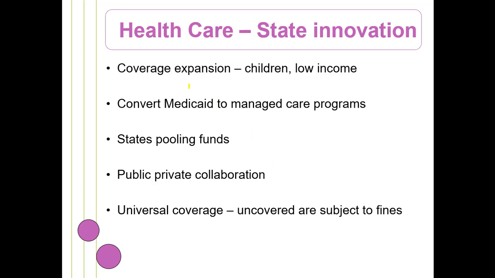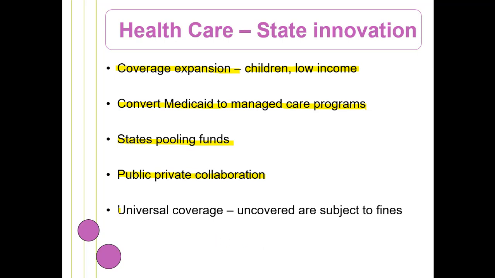Now, the states are trying to deal with health care by expanding coverage, particularly to children and the low income, and Medicaid, of course, is part of that. Converting Medicaid to some of these other managed care programs is part of what states are looking at doing. Some states are coming together to pool their funds to manage healthcare costs. And public-private collaboration is where public entities contract out or partner with private companies, which could potentially keep down costs as well as provide effective service.